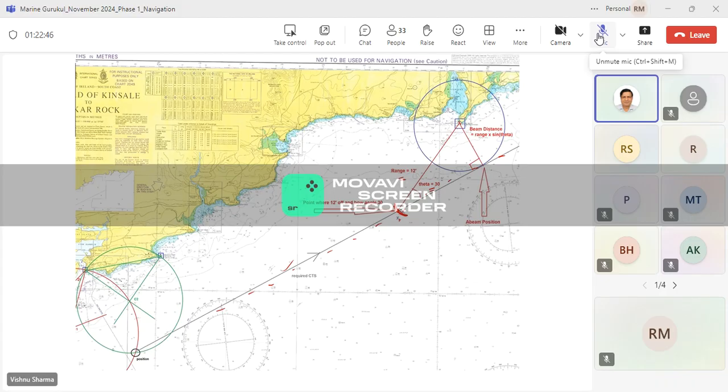So hook head to X is 12 miles, and the ship will be like this. And this angle you can measure with the D, it will be automatically 30 degrees. You can check on your plot. Okay. Clear, Rahul? Beam distance? Yes, 6 miles.